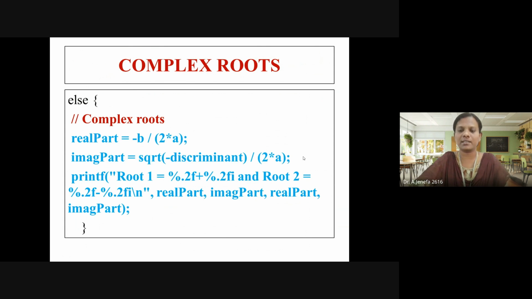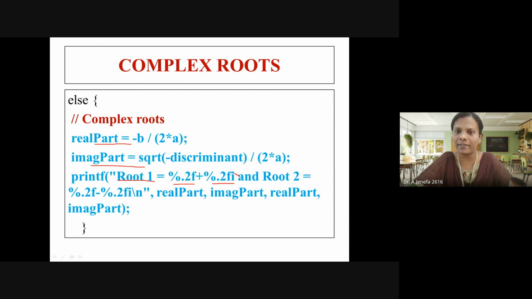As you can see here, this is the third condition. If the discriminant value is less than 0, we just find the real part and imaginary part. And how do we write the solution? How do we write the final result? That is root 1 equals real part. This is the real part, this is the imaginary part.